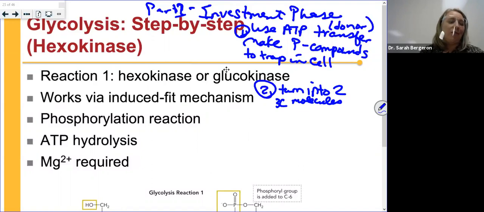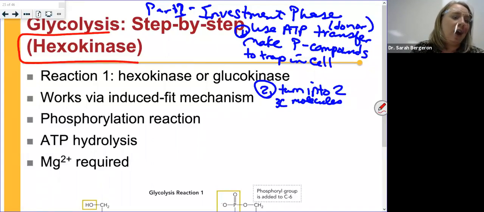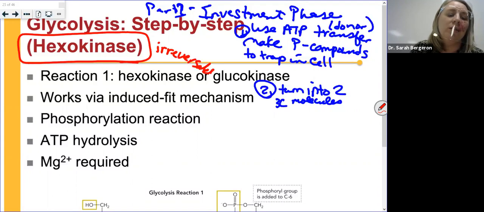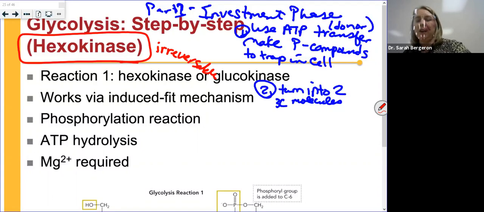So our first step in the investment phase is hexokinase. And if you remember, hexokinase was one of those irreversible steps. There are only 3. You need to know them. So there are actually 2 different enzymes that catalyze this first reaction depending on what cell type you're in. Either it's hexokinase, which is like most of everything, or it's glucokinase. And glucokinase does the same thing, except that it is inside of your liver and inside your pancreas.